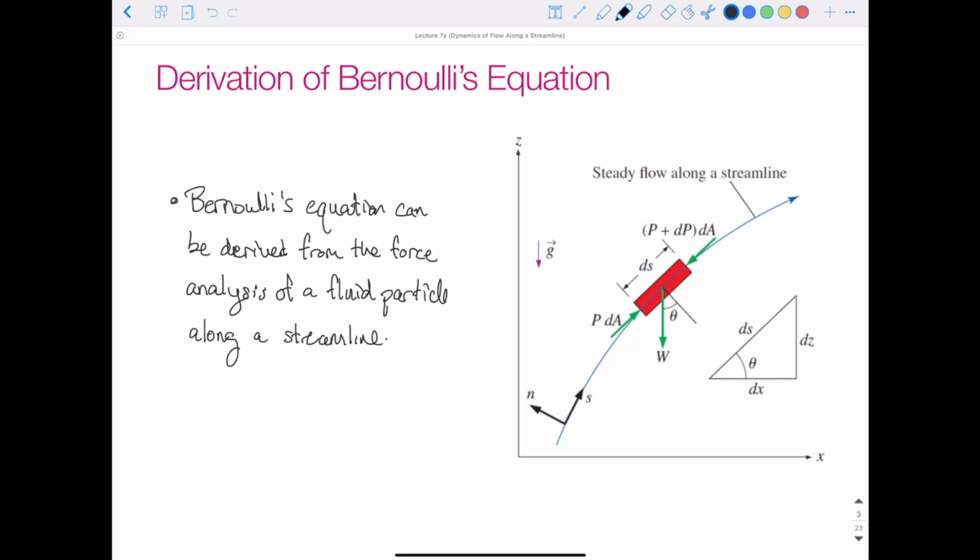So here's our streamline. On the right, we have our red fluid particle. It has some length ds. It's one-dimensional. It's inclined at an angle theta with respect to the vertical direction. The pressure on the lower left-hand side would be P, and the pressure on the upper right-hand side would be P plus some change in pressure dP. And each of those ends has the area dA, and the total weight due to gravity of that fluid element is W.